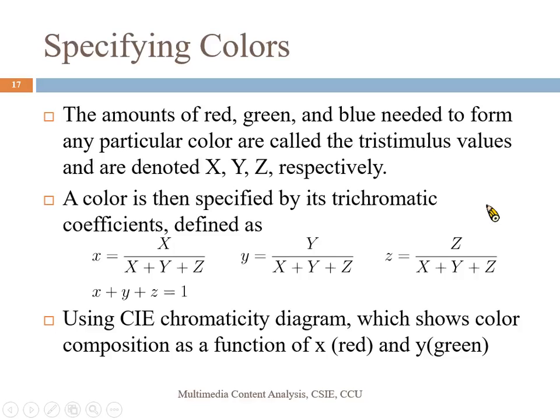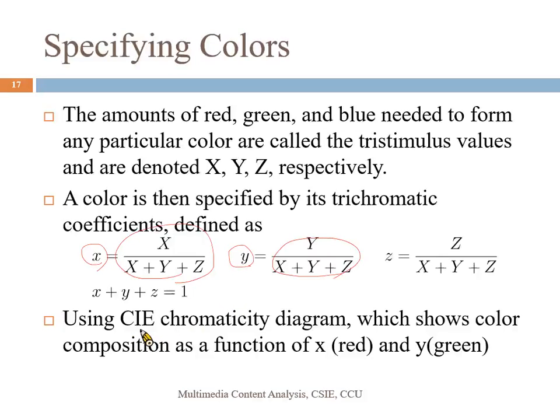So a color is then specified by its trichromatic coefficients, which are defined as the normalized versions of X, Y, and Z. You can see that the small x is basically the normalized capital X, and the small y is the normalized capital Y, and so on. And small x plus y plus z is equal to 1. Okay, so we can use normalized xyz to specify a color.